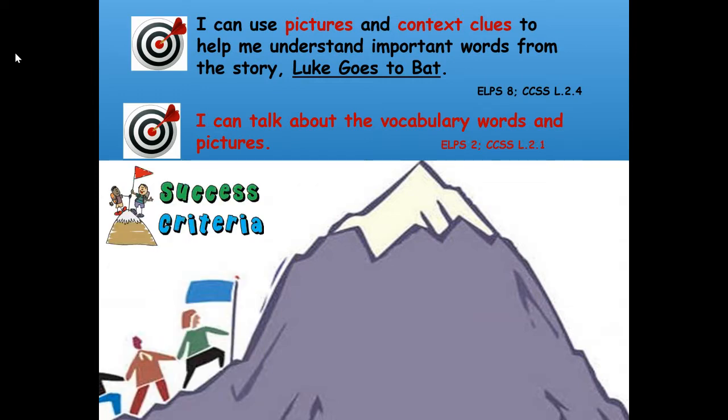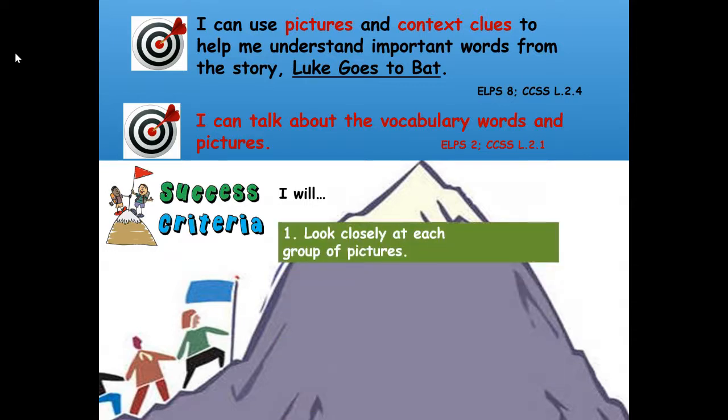Success criteria. That means how will you know you're successful at using pictures and context clues to help you understand the important words from the story? And how will you know you're successful at talking about the vocabulary words and pictures? Well, here are our steps to success.